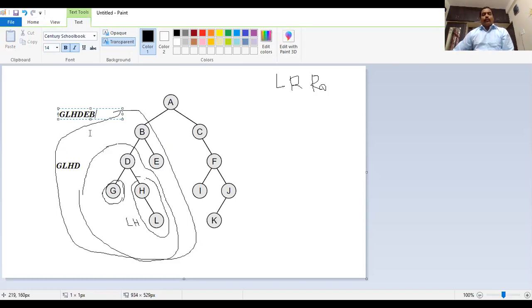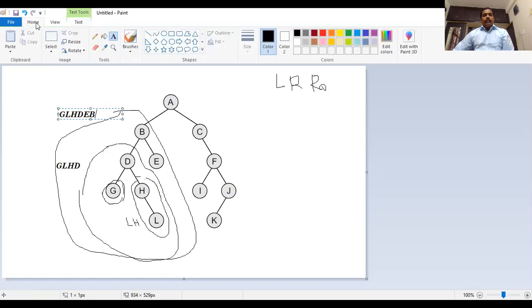Okay, left side is over. Then the right side, because it is the post order technique. Now we go to the right side. C has a right child, and the right child also acts as a root because it has two children, I and J. So once we visit J, it is also a root node. Then we start from this side.